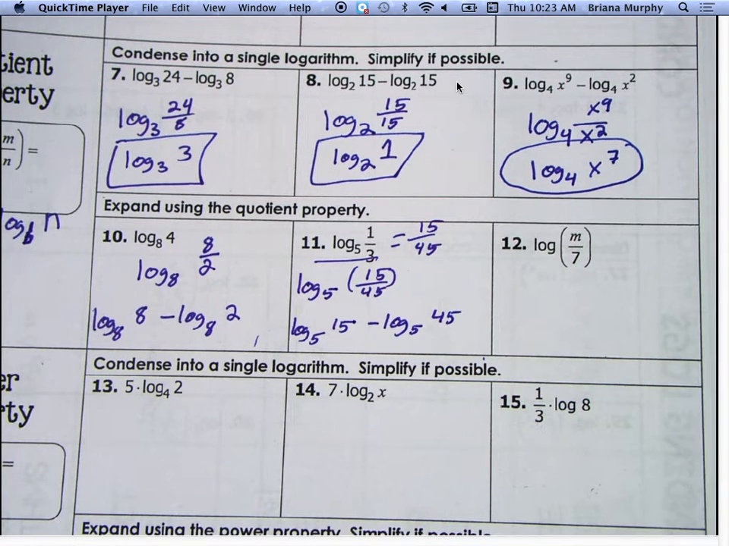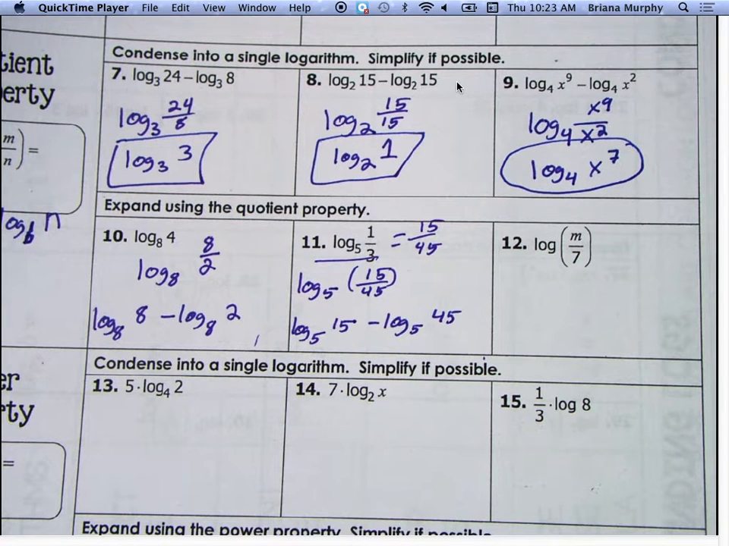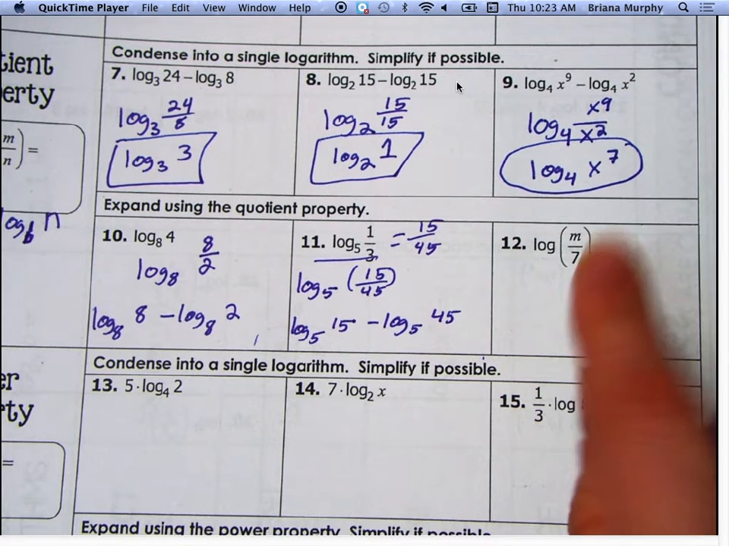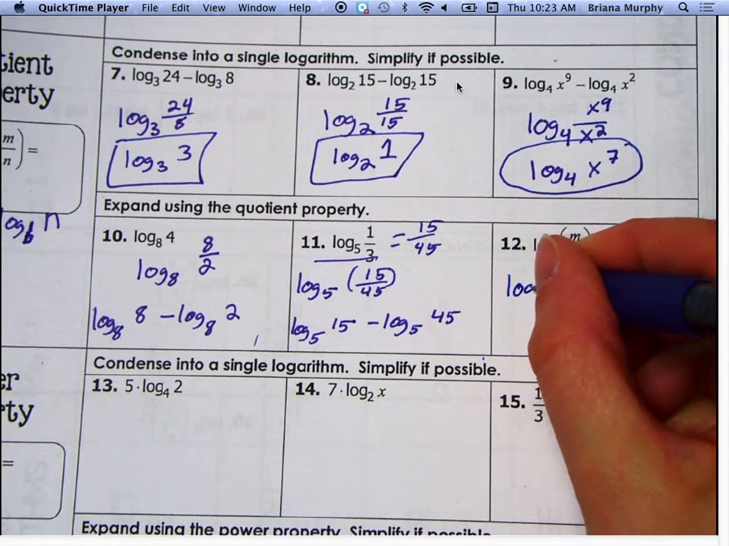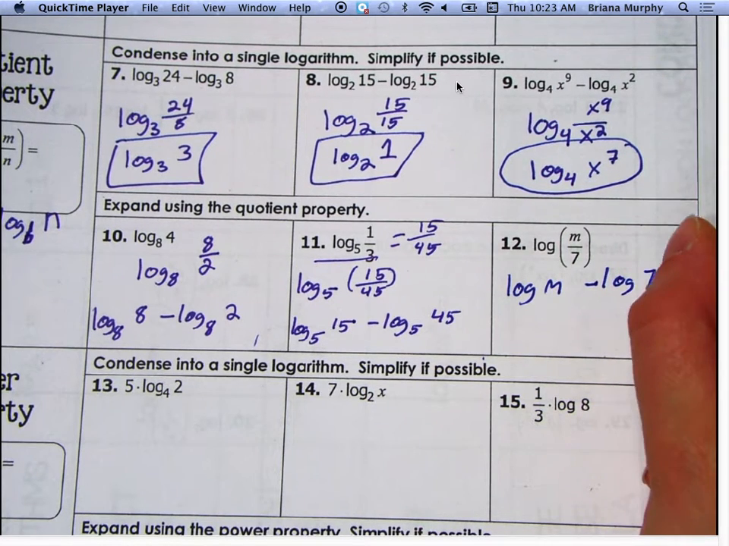So if I didn't do 1/3, I could have done 15/45, and I would have gotten the same answer. If you put log 5 of 15 minus log 5 of 45 in your calculator, you'll get that same decimal. But it doesn't have to be divisible by 5. I was wrong. Okay, log m over 7 gives us log m minus log 7, right?